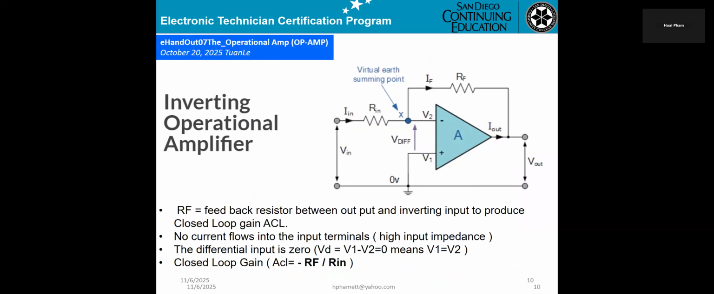Okay, now the inverting operational amplifier. So they connect the circuitry this way. They get RF connected from output to input, and you get the input resistor in. On the other side, they connect V1 to the ground.